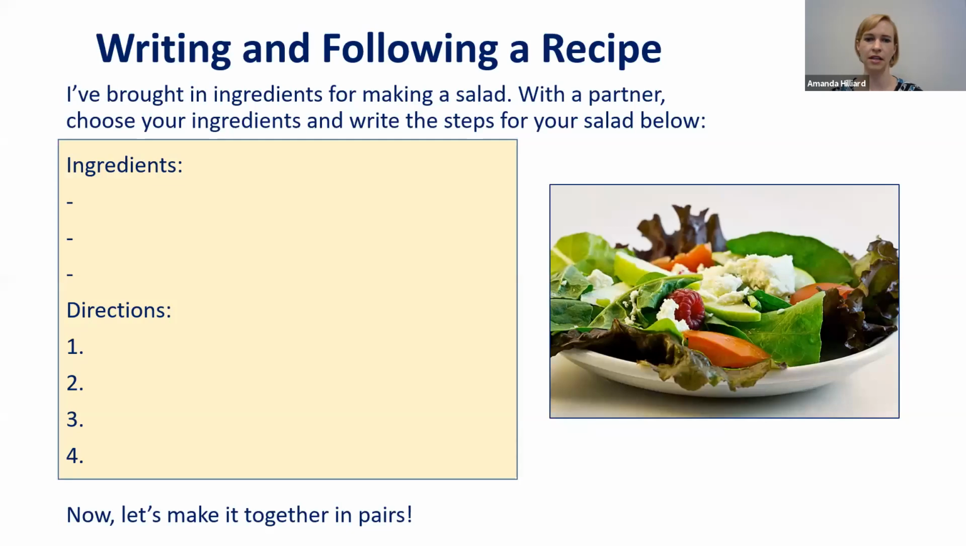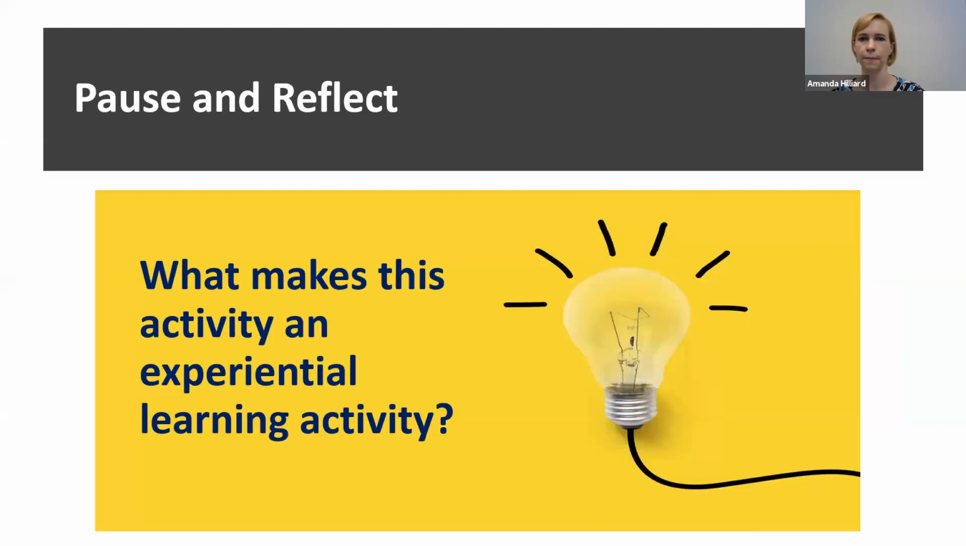So let's look at the next slide. So this is the activity that I created for my students. It says I've brought in ingredients for making a salad. So I've brought in maybe some vegetables, some fruit. With a partner, choose your ingredients and write the steps for your salad below. So first, they're going to use the English to choose their ingredients. They write the directions with the imperative verbs. And then at the end, they're going to make it together in pairs. So they're actually creating the recipe and then doing the recipe as well. Let's take a look at the next slide.